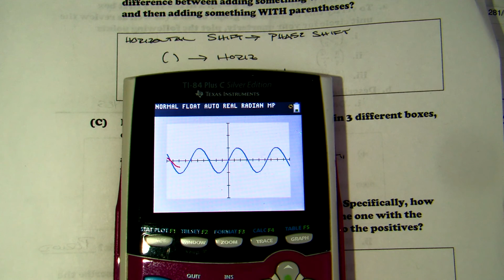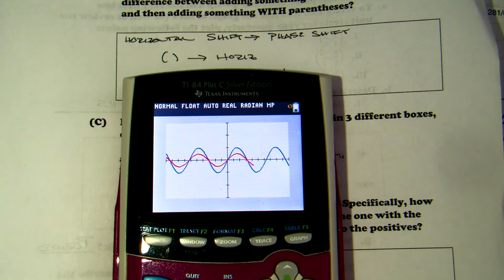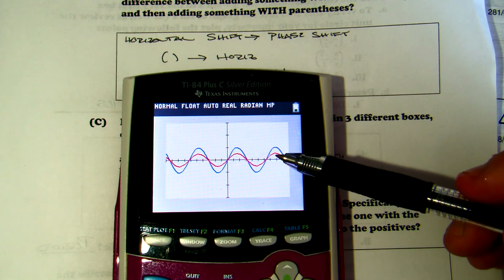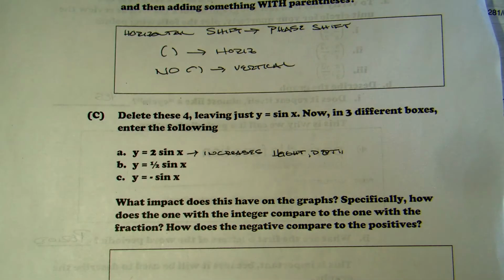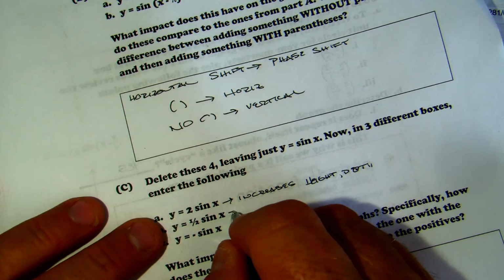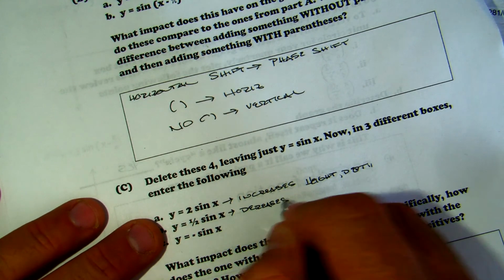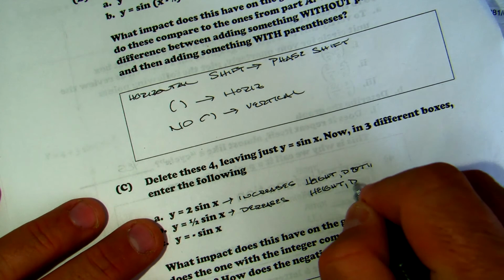And then there's 0.5 sine x. Notice the intercepts where it hits 0 stay exactly the same. That's important. But because it's a fraction, instead of going higher, it's actually going lower. So basically this decreases the height. A fraction decreases the height or the depth.